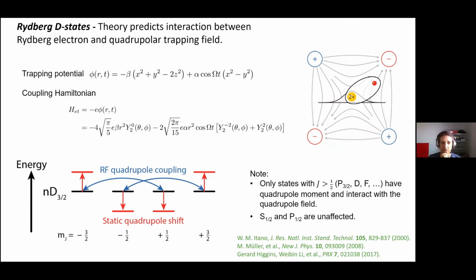The reason for that is that the D states actually couple to the quadrupole field, because the D states have a quadrupole moment. And since they have a quadrupole moment, it interacts directly with the quadrupole field. So S1/2 and P1/2 states are not affected because they don't have a quadrupole moment. But everything with J bigger than 1/2 has a quadrupole moment, and due to that interacts with the quadrupole field.